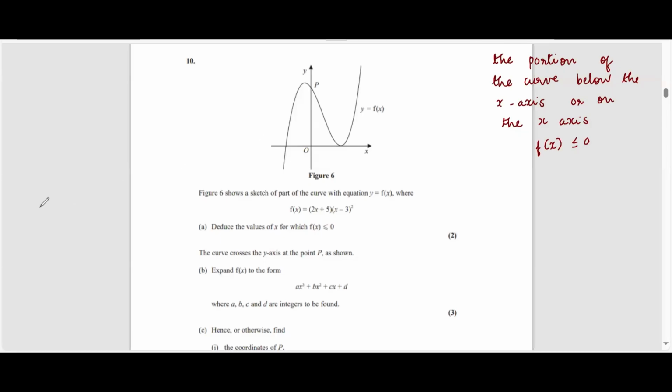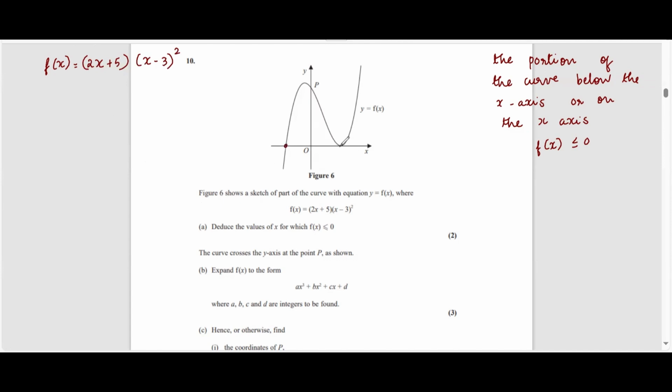Hi, welcome back. Here we have October 2019, question number 10. Figure 6 shows a sketch of the part of the curve with the equation y equals f of x, where f of x is equal to (2x + 5)(x - 3) the whole squared. Now, let's first find out the x-intercepts here.